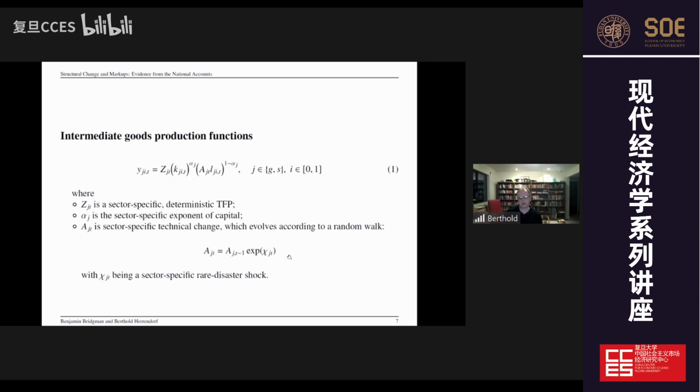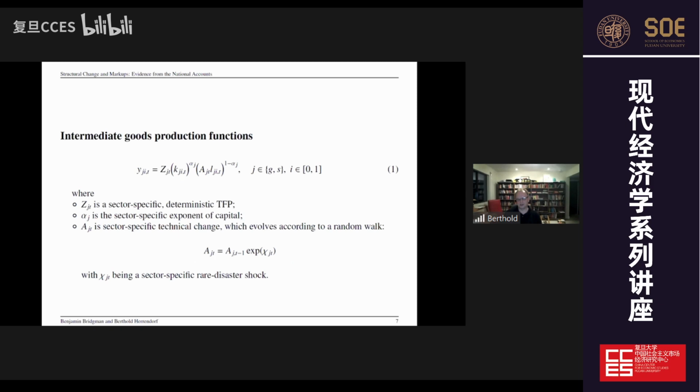Intermediate goods production is a Cobb-Douglas function of capital and labor. Each variety J_i uses a capital stock K and labor inputs L. It's a Cobb-Douglas of the capital and labor, and the exponent on capital depends on the sector in which you are, meaning it depends on J. There are two productivity terms, one is Z and one is A.